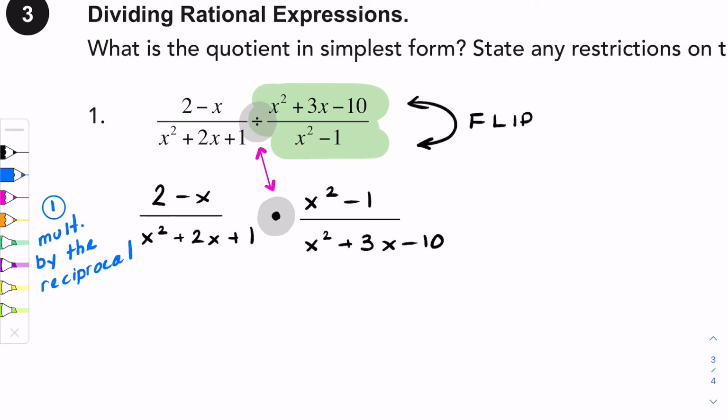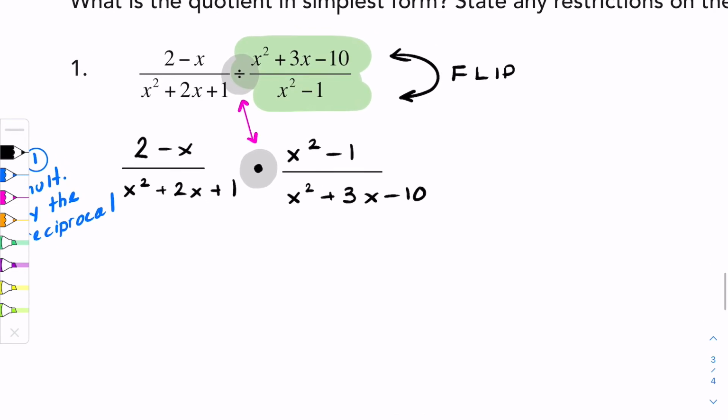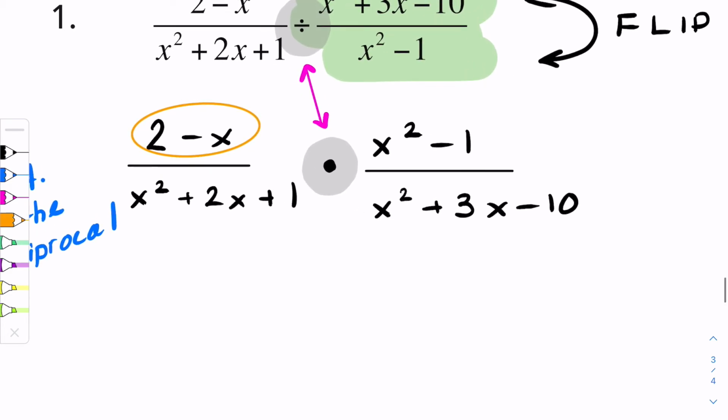After you complete step 1, which is multiplying by the reciprocal, we do the same thing that we have been doing. You factor all numerators and all denominators. There is one thing to notice for this numerator right here. This is not in standard form, which isn't something we're typically used to seeing. So I'm going to rewrite this as negative x plus 2.